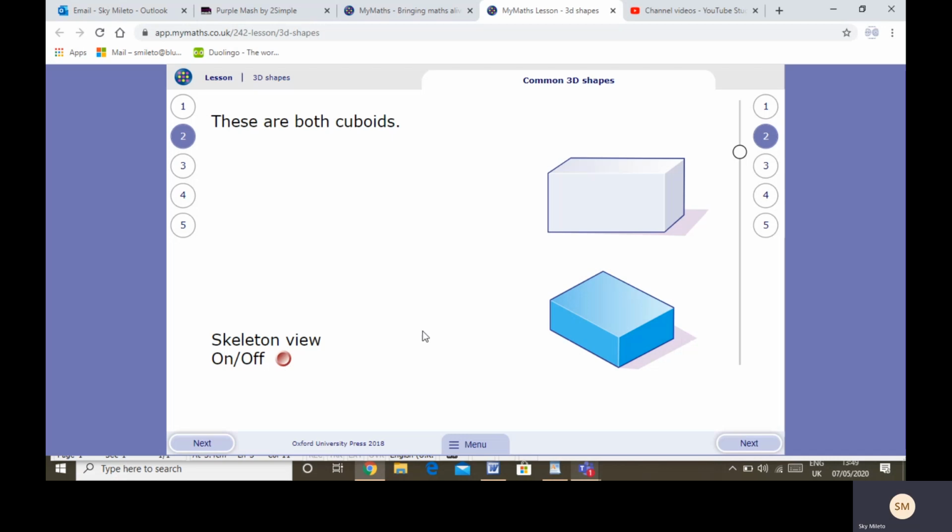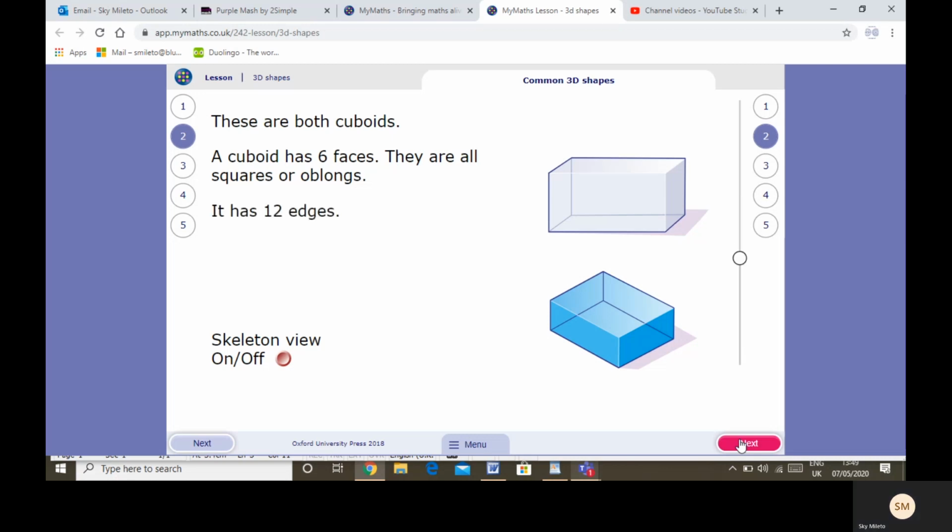Cuboids. Let's show them as a skeleton. Skeleton is like when you can see through them. 6 faces, just like the cube. 12 edges and 8 vertices. Very similar to the cube, but remember they're not all the same length.